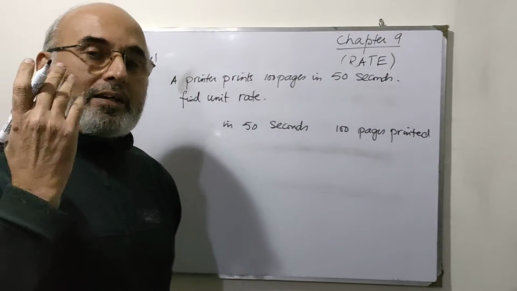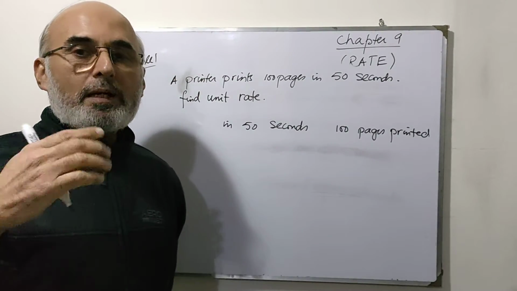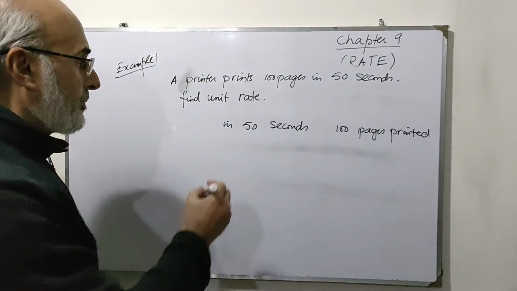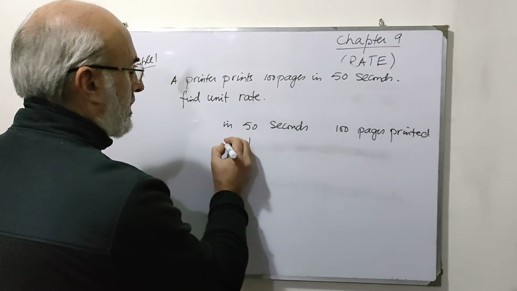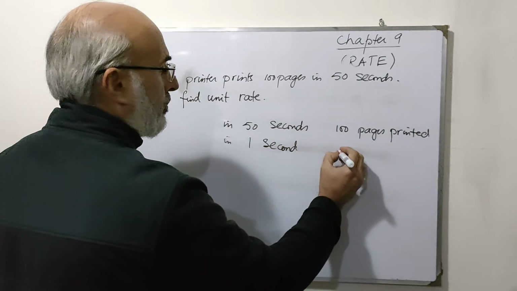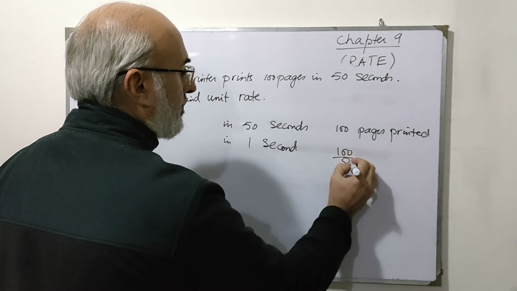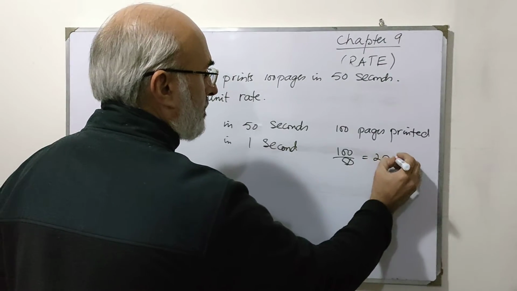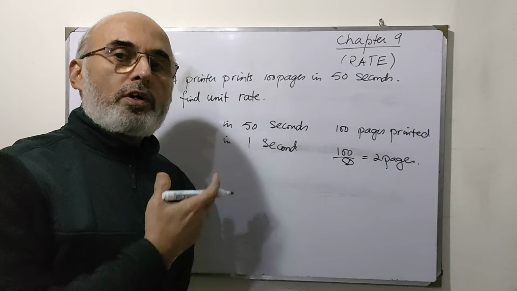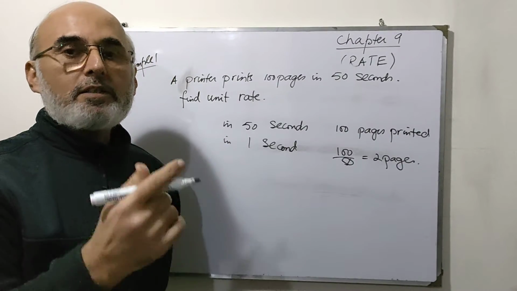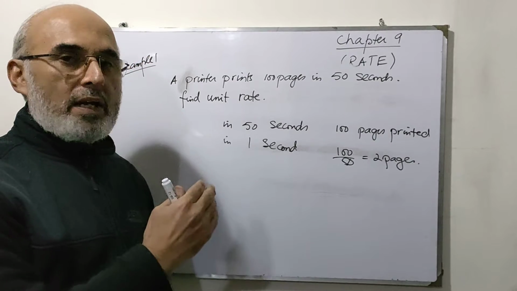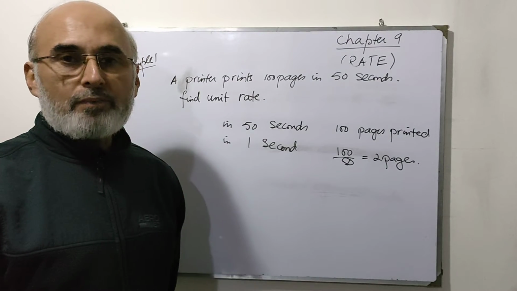But in rate, we need to know what's happening in one. That is, here the one will be 1 second. In 1 second, it will be 100 divided by 50, which is 2 pages. So the unit rate for the printer will be 2 pages per 1 second. This is the way we define the rate.